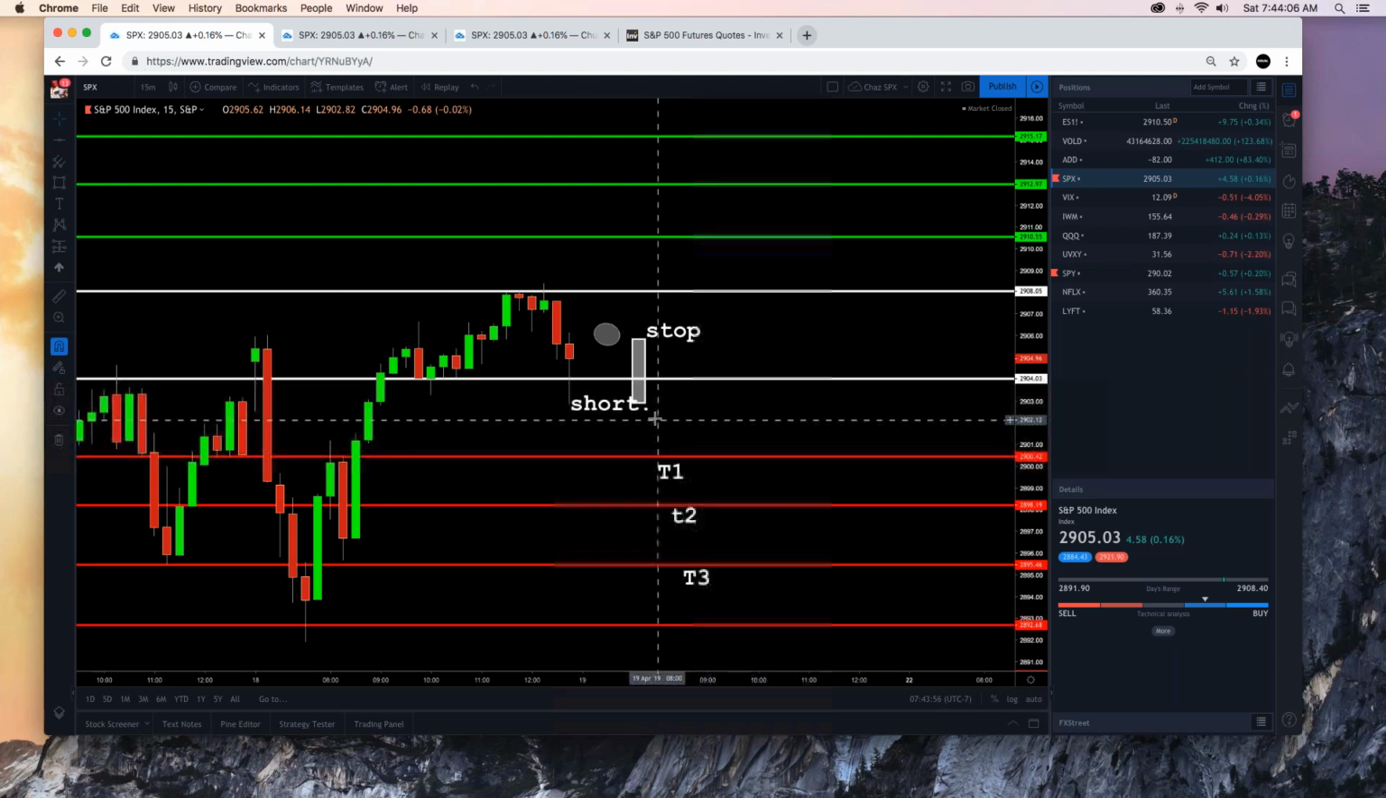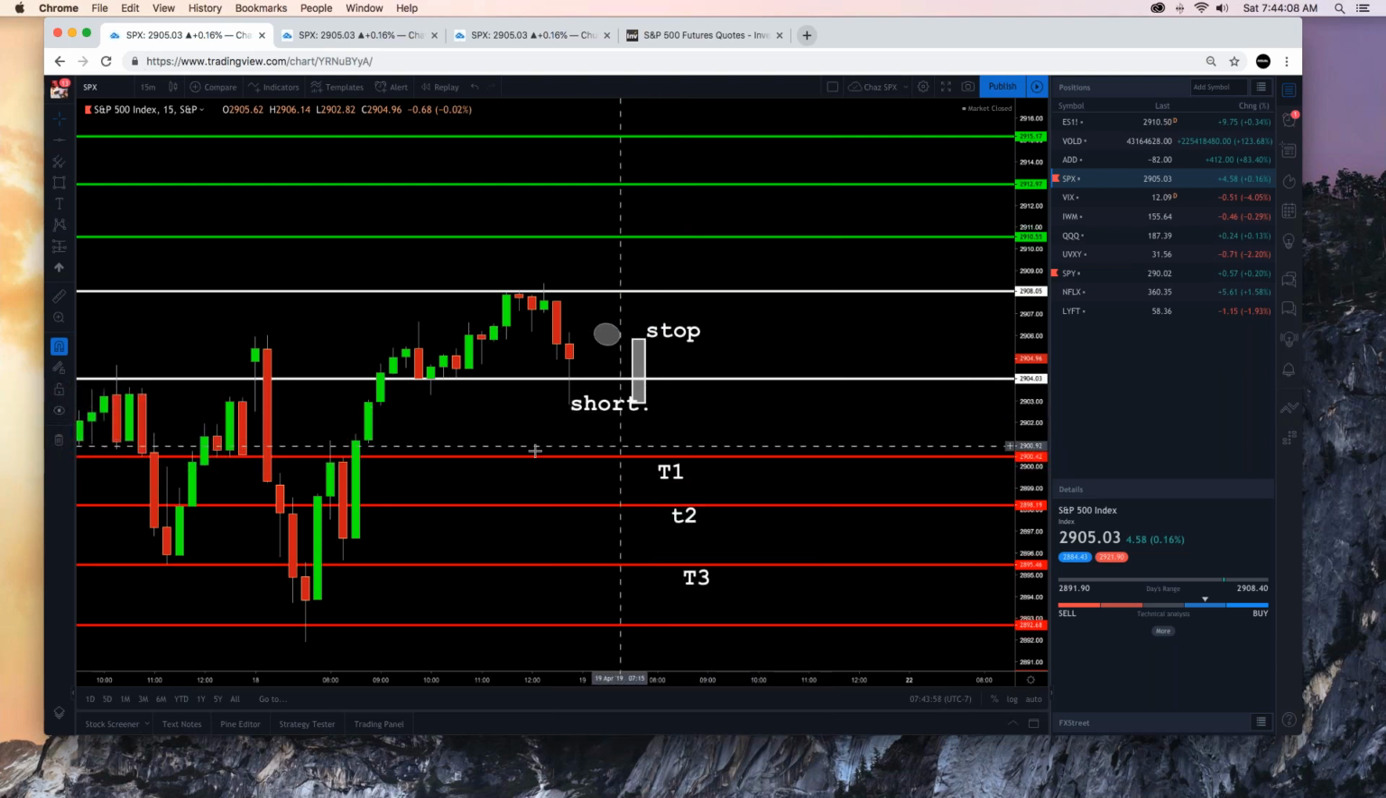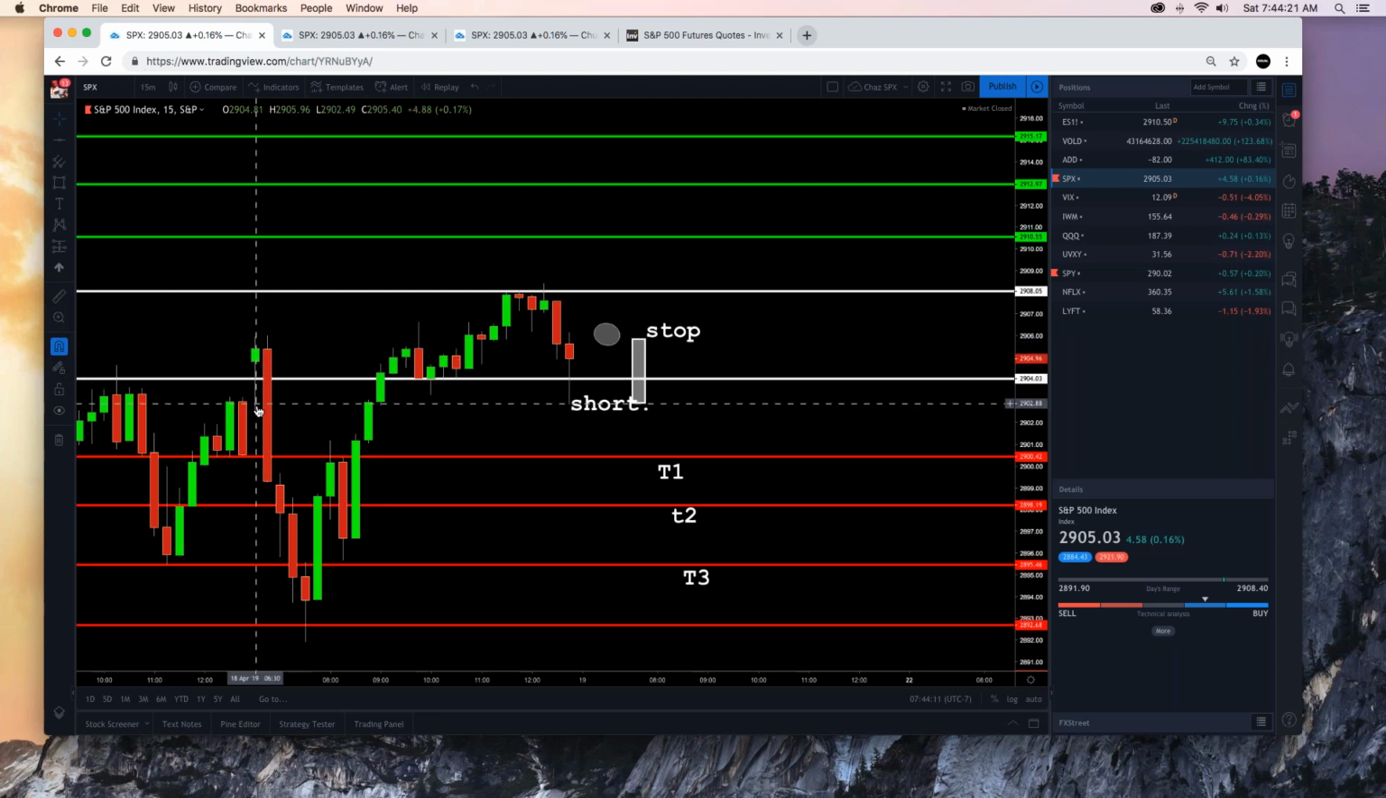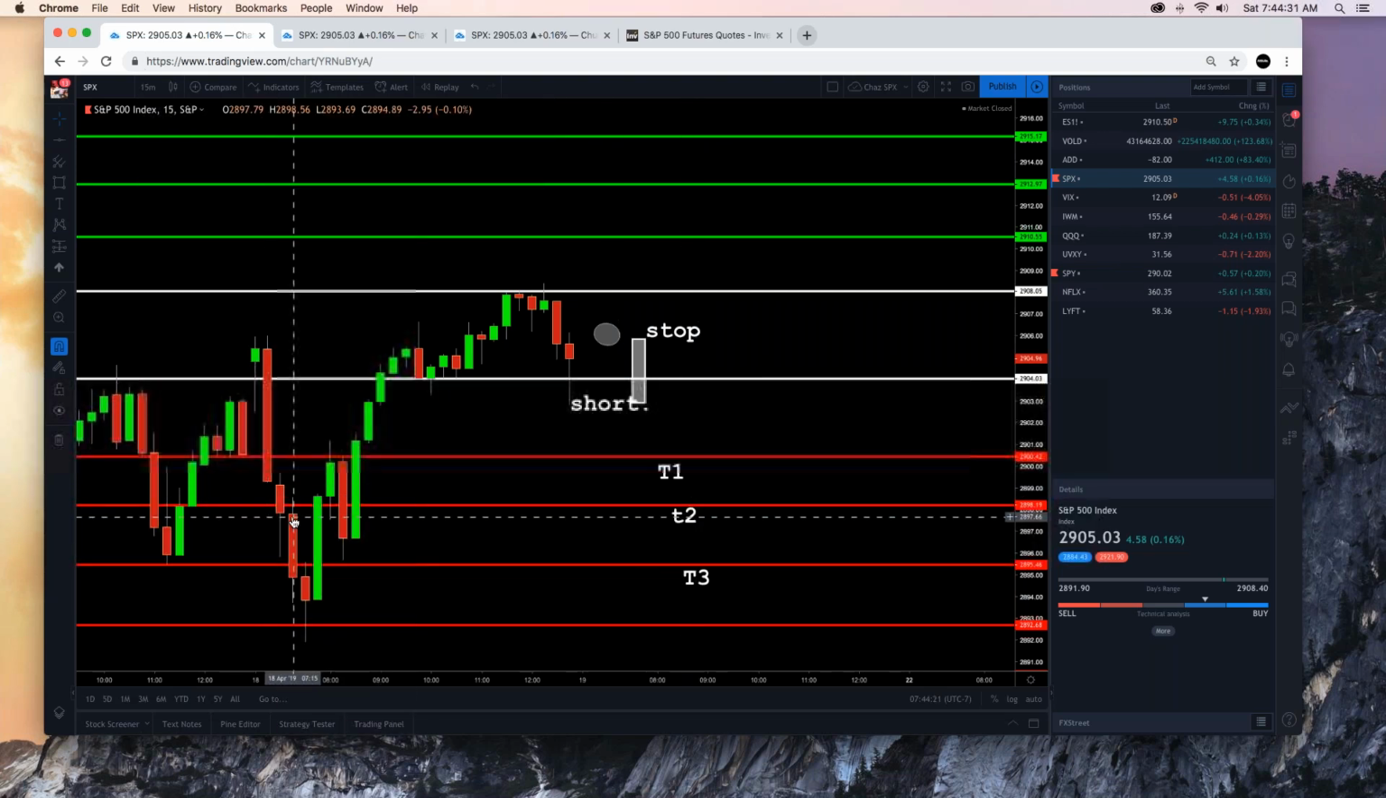But when I exit, I scale. So if I got short here and we continued falling like we did here, look at this break. This break on April 18th at 6:30 in the morning. Didn't I trade? I think I did make a trade. I don't know. But look, we broke that line. It broke this wick at 2903. I would enter short there. And then look at the targets. It would have hit one, two, all three of my targets.